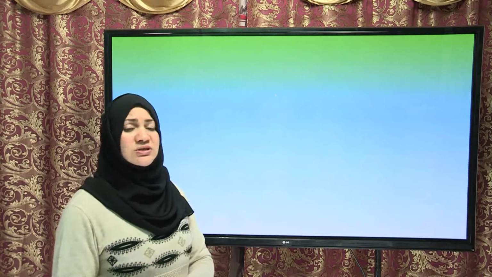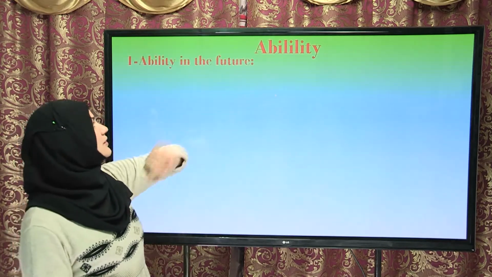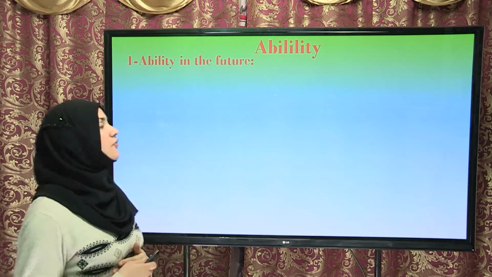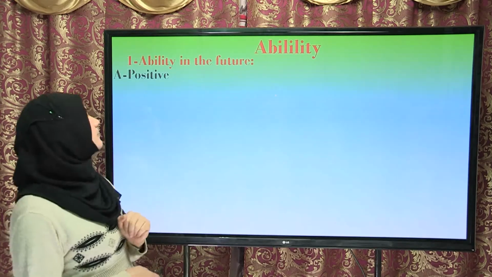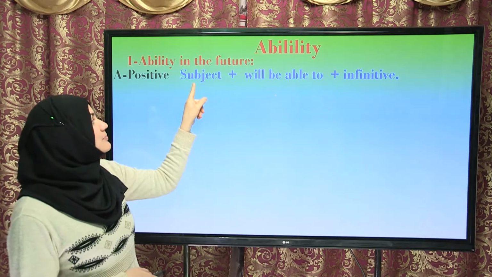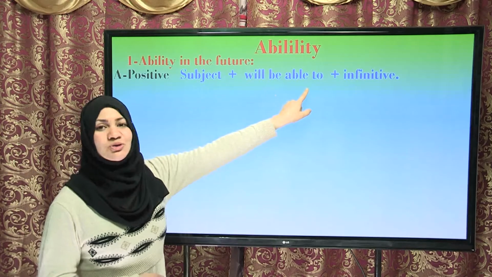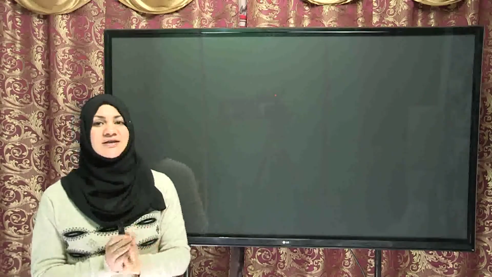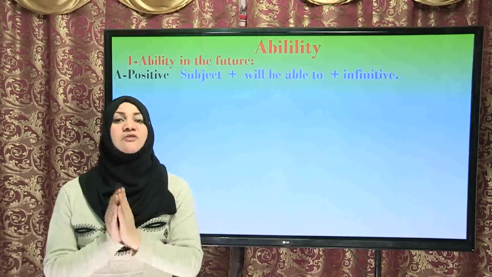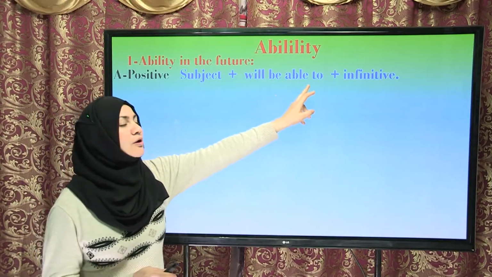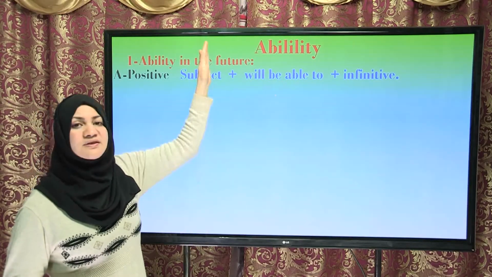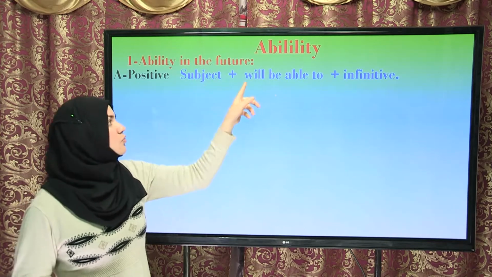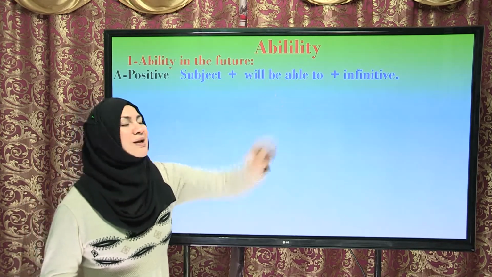After that, we are going to see the last point concerning ability. Here, ability in the future, or future ability. Let's see together the form. We have positive. We say subject plus will be able to plus infinitive. That's all. There is no other verb that expresses ability. It means the future of can is will be able to plus infinitive, with all personal pronouns, with all subjects.